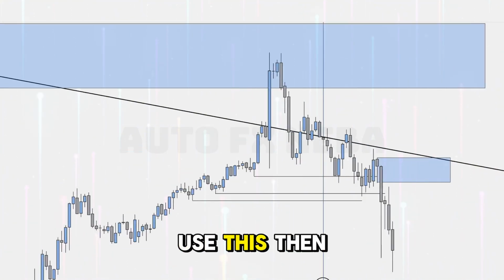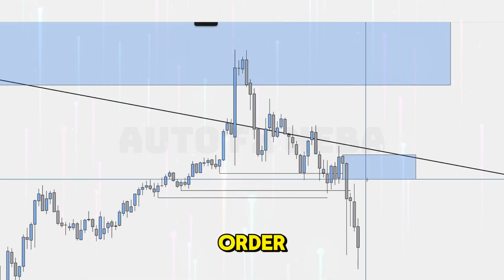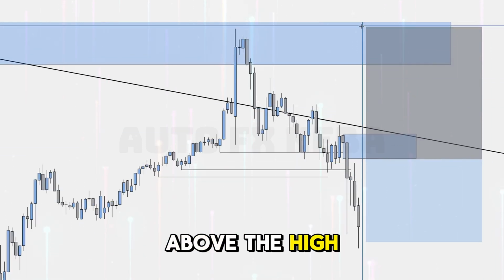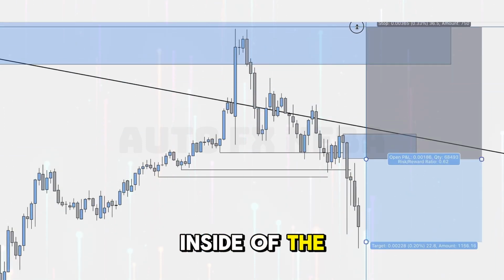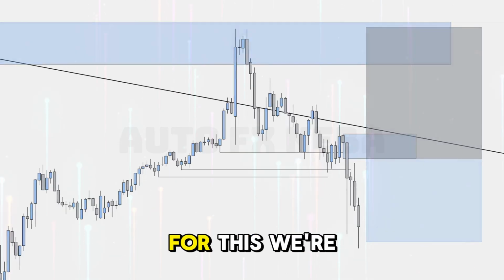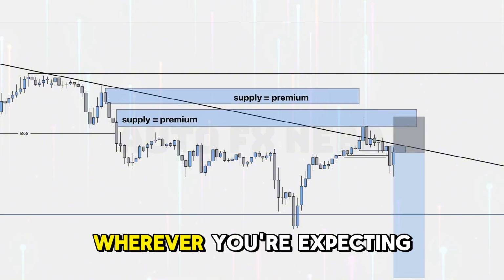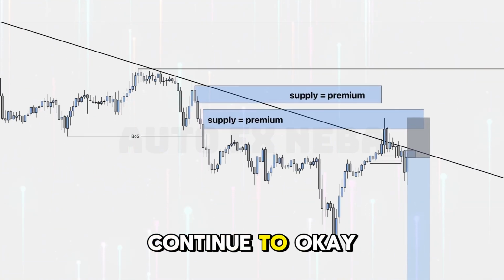We can actually use this then to place an order. We could place a sell here. Your stop loss realistically could go all the way above the high, or you could put it somewhere inside of the range dependent on the price structure. For this, we're going to be safe and put it all the way above the high. And then your target could go down to wherever you're expecting the trend to continue to, okay?